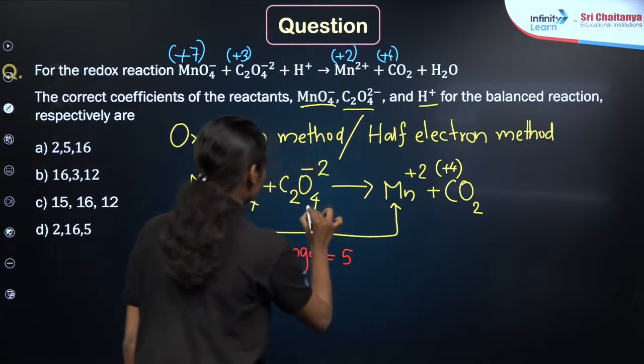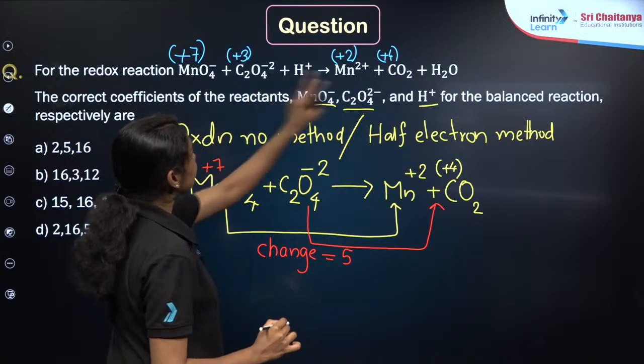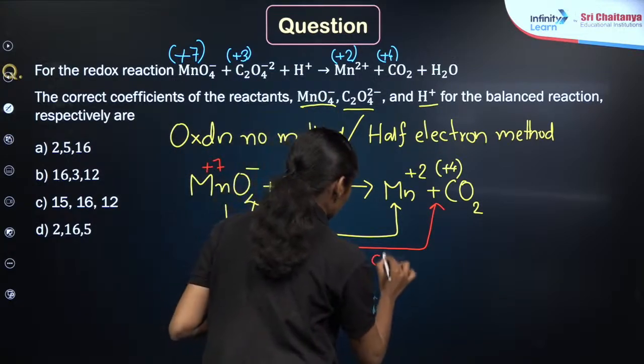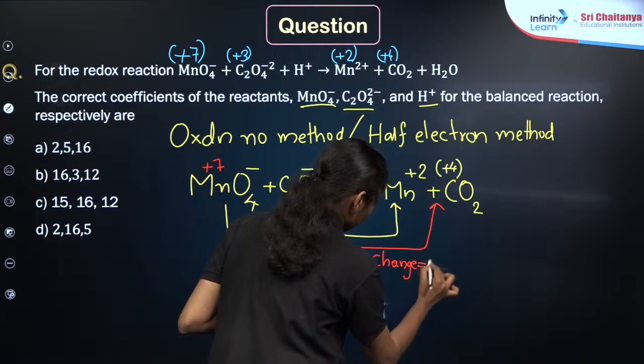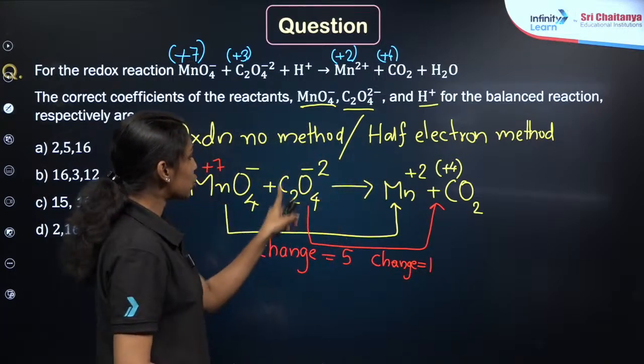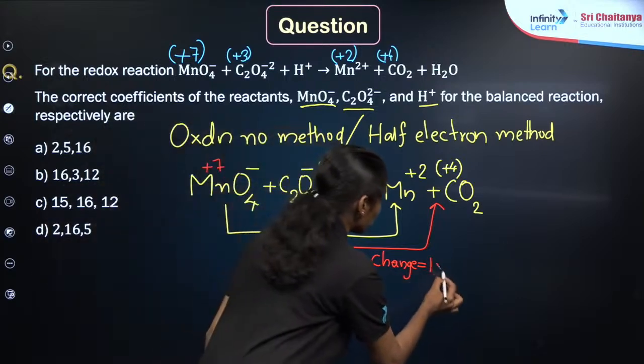Then what about here? It is changing from plus 3 to plus 4, right? So the change is equal to 1. Then you can see that here 2 carbon is represented, right? For 2 carbon, the change will be 1 into 2, right?